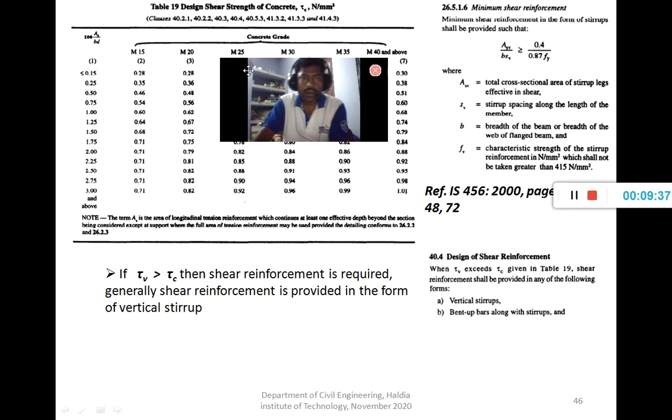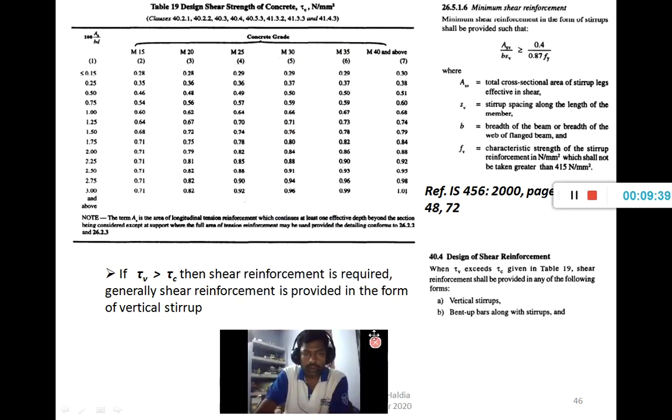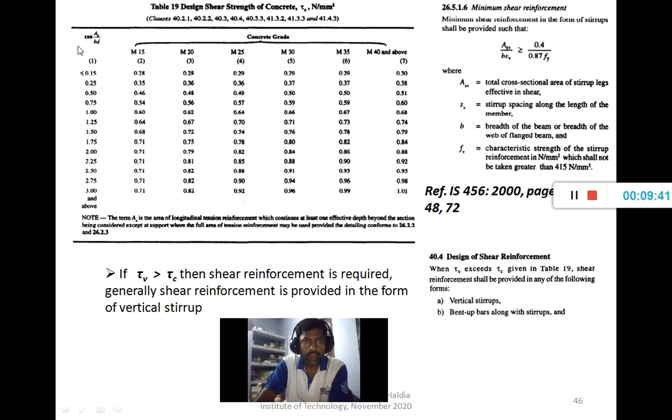Now this is Table 19. Using this table, you find out the tau c, and the minimum shear reinforcement formula is this. This is the minimum shear reinforcement formula, where Asv means area of vertical stirrup legs.